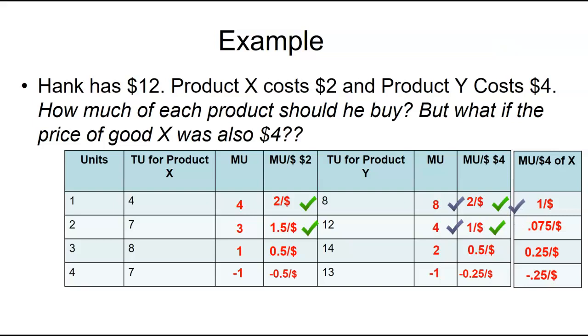So now, because of the price change, I'm buying 2 of good Y and 1 of good X, not 2 of each. Why? Because the use, I don't get as much out of it. So I'm going to buy less of it.